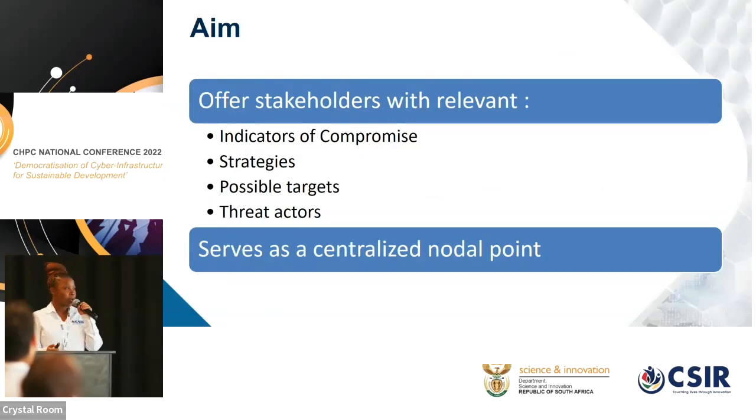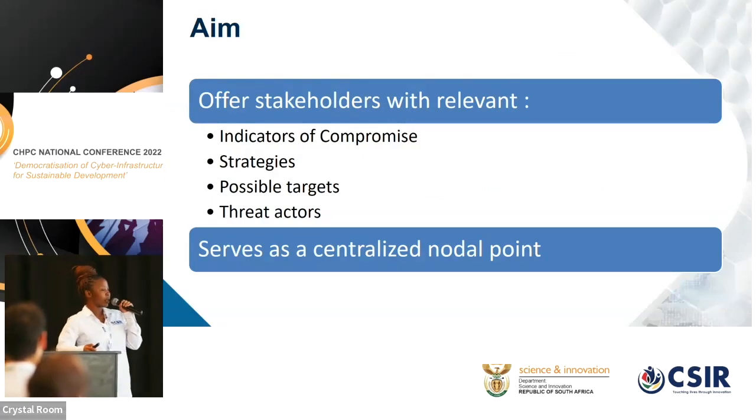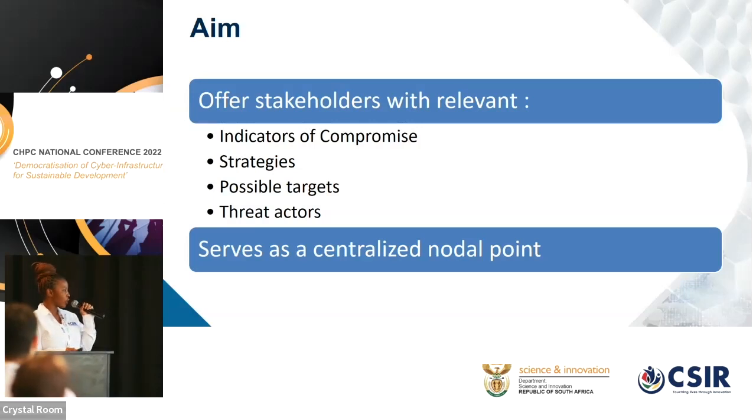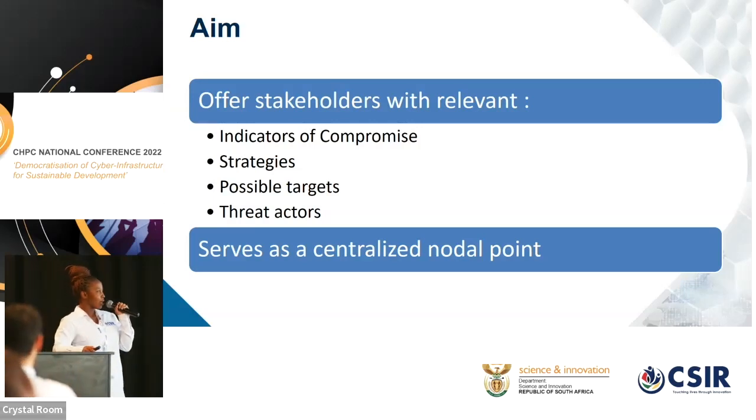The aim of CTIP is to offer stakeholders relevant indicators of compromise, strategies that they can use should they experience the kind of threat that other stakeholders have encountered, possible targets that they might encounter, and the threat actors that are actually threats to their organization. It also serves as a centralized nodal point.